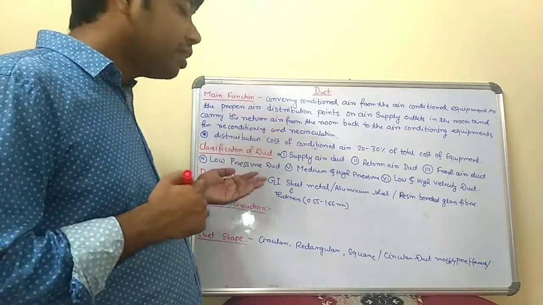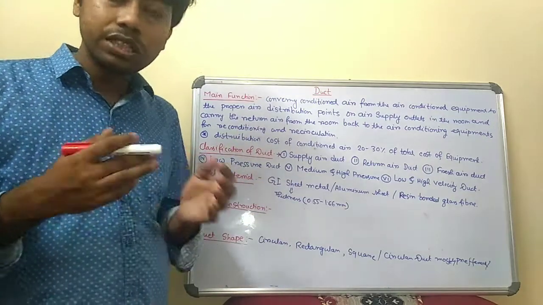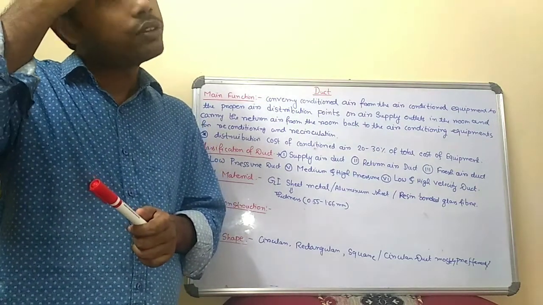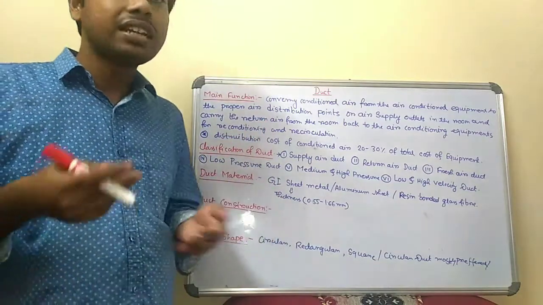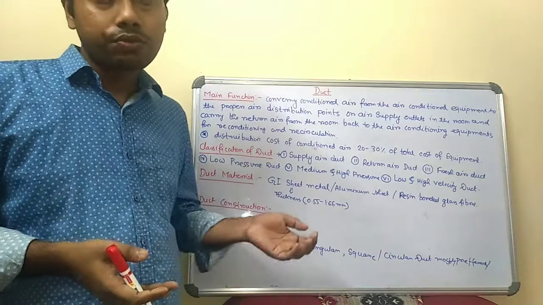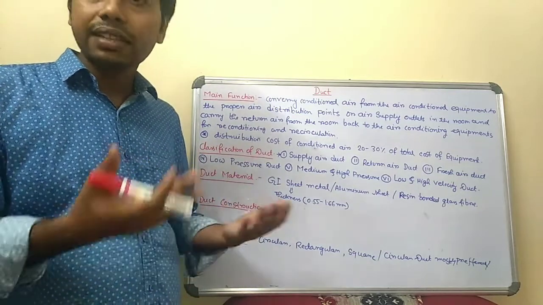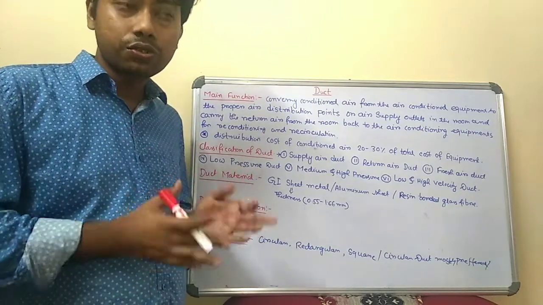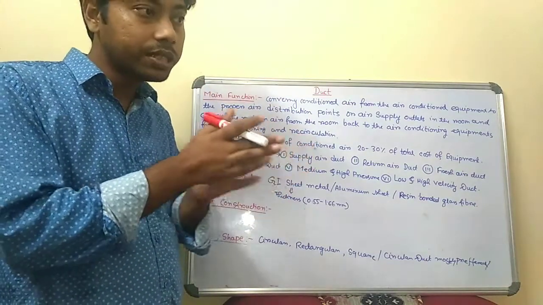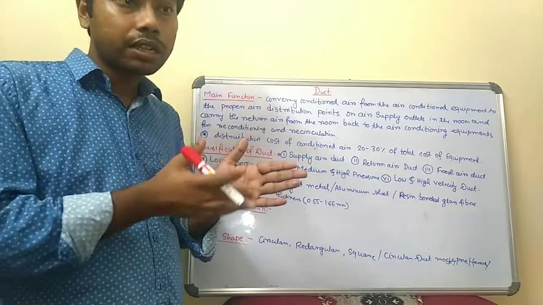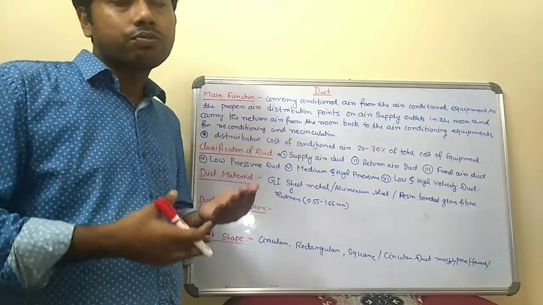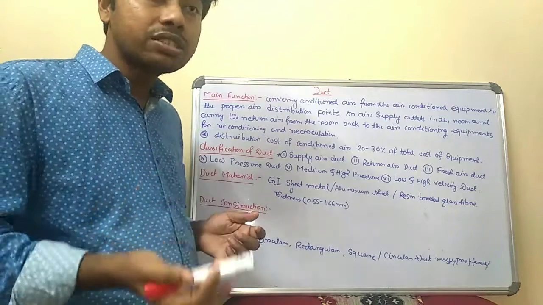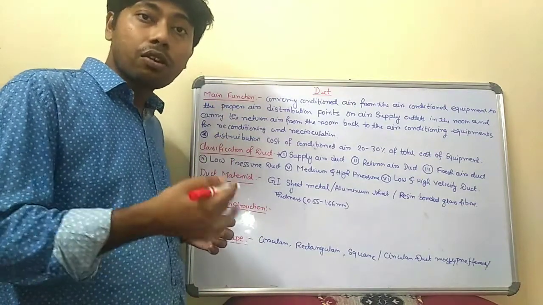Now, it is basically made of galvanized iron sheet metal. Galvanized iron means iron with a zinc coating on it. Aluminum sheet is also used for duct material, but galvanized iron has a zinc coating on the surface of the material, so it will resist corrosion. When air flows through the duct, there will be contact between the inner surface of the duct and the air, so there might be a chance of corrosion. If it is made of galvanized iron sheet, there will be fewer chances of corrosion.